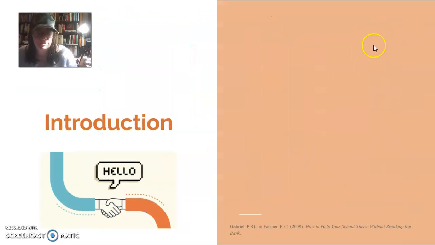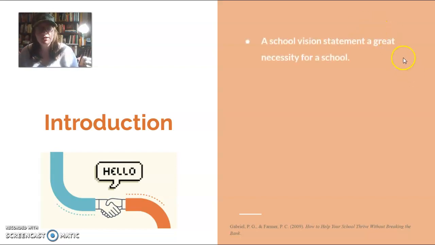Alright, so introduction. You can see my sources at the bottom of each slide, and there's also a reference slide at the end. So a school vision, what is it? It's a necessity for a school. Every school needs one. If you either don't know your school vision or you know they have one but you can't remember it, it probably needs to be revisited and talked about a little more often. If your school doesn't have one, your administration needs to get on the ball.